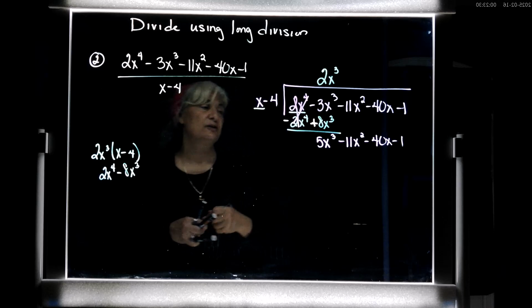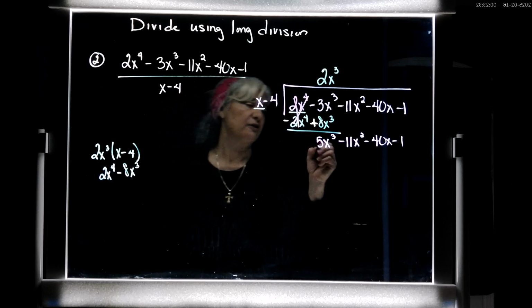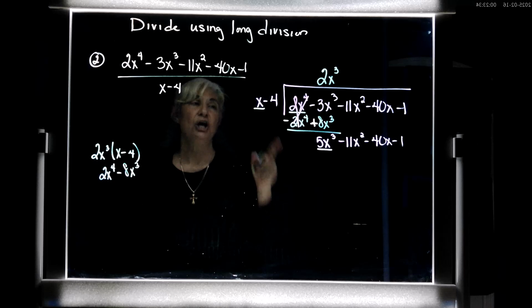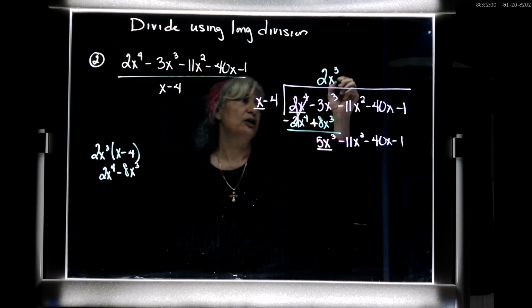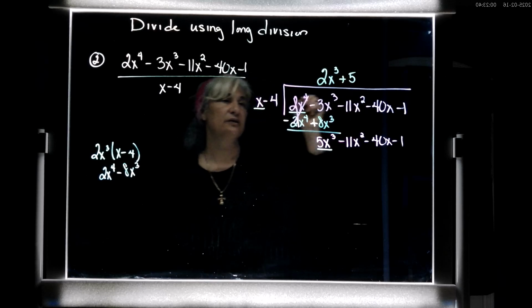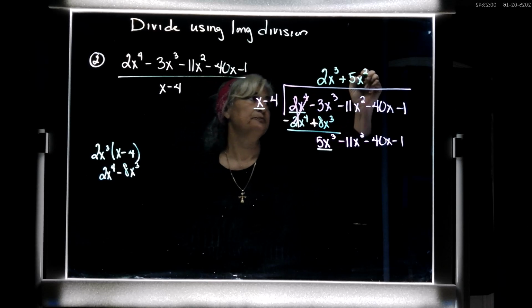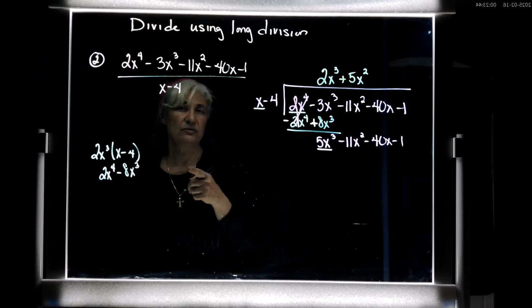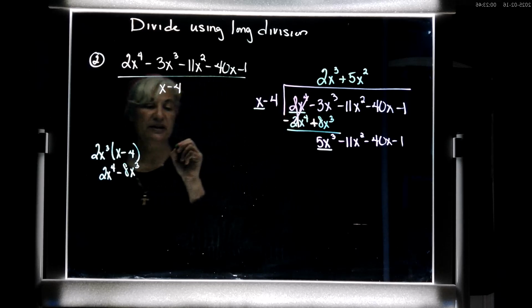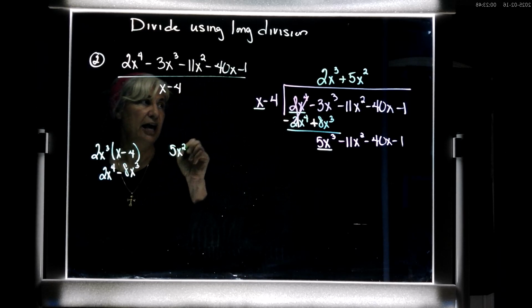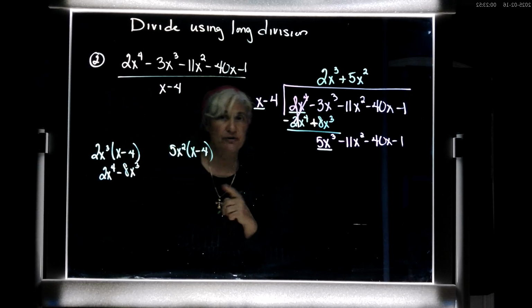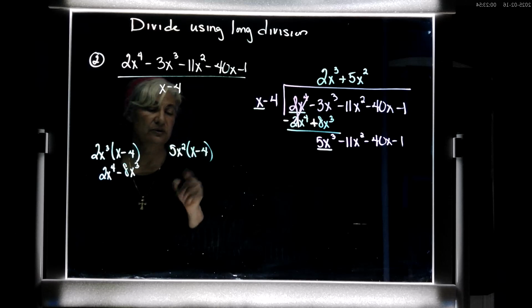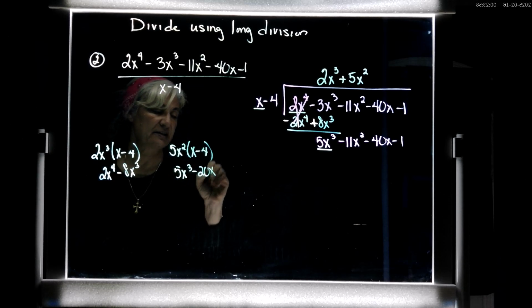Start all over again. What are we trying to wipe out? The 5x cubed, using the x on the outside. So we're missing a positive 5 and an x squared. And now take that 5x squared and multiply by the x minus 4. I'm getting it. Are you getting it? Okay, so 5x to the third minus 20x squared.